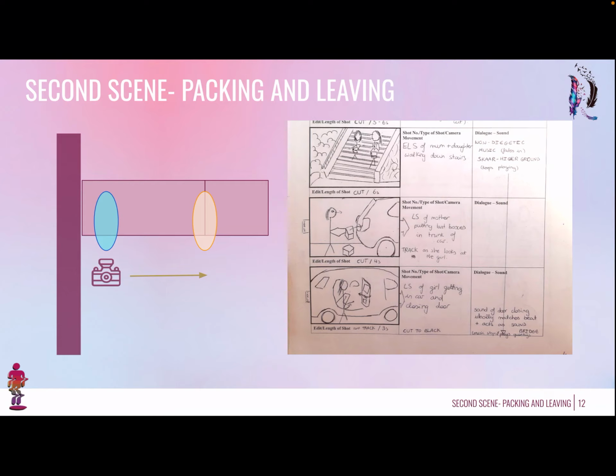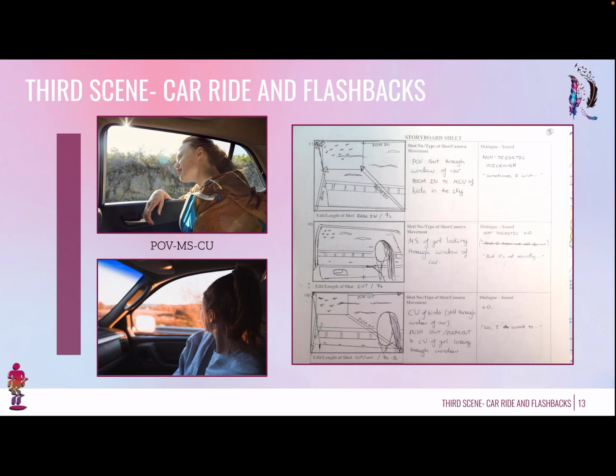A very simple extreme long shot of the mom and the daughter walking down the stairs of the block. And then there's going to be again a little bit of a dynamic shot of the mom getting the boxes inside the trunk of the car, and then a tracking shot sideways until we get to the back door of the car, in which the girl is going to be getting in. And then as the girl closes the door, there's going to be a cut, probably cut to black. So the diagram on the left is just showing the camera movement from the blue ring, that's the girl's mom, tracking shot to the right to the orange ring, that's the girl.